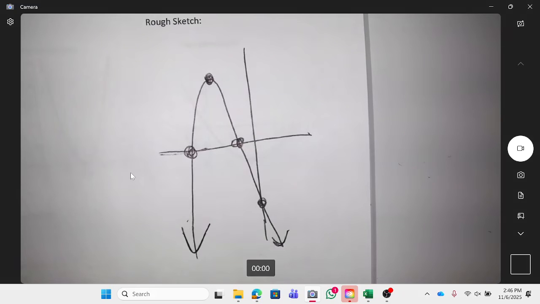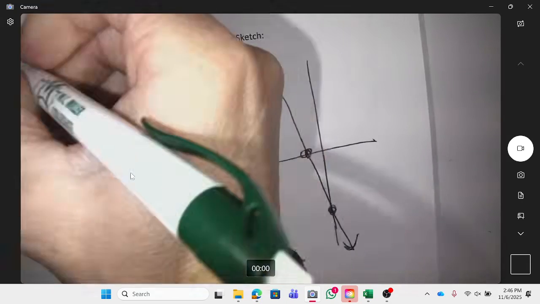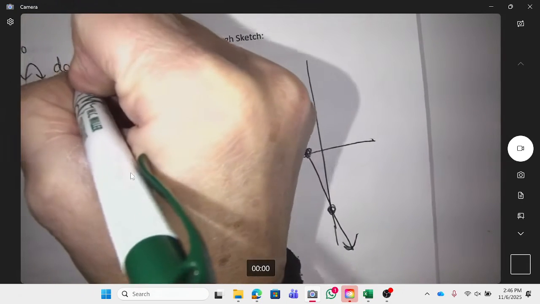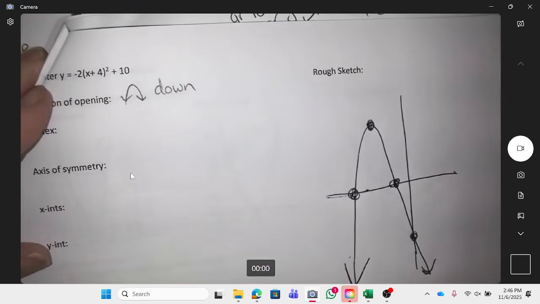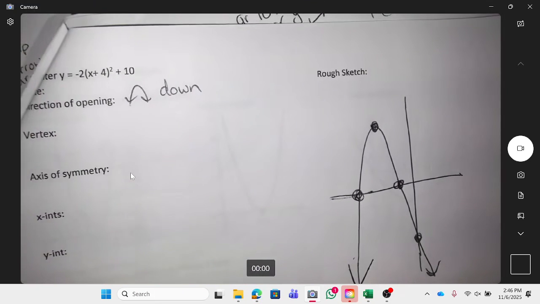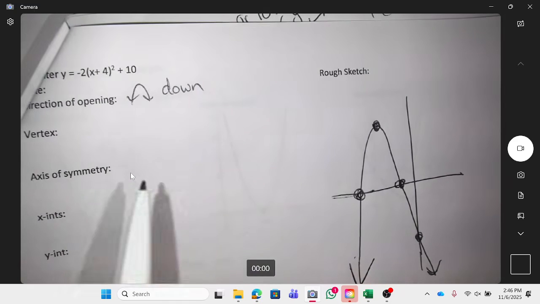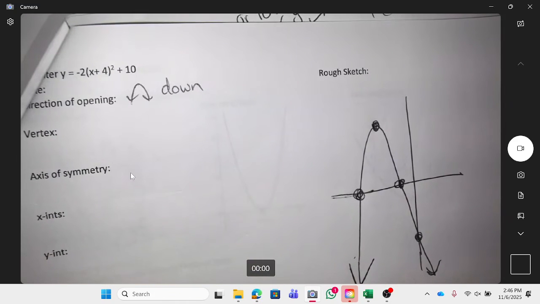All right, so first question, direction of opening. The answer is it's going down. How did I actually know that before graphing? Negative 2. That's the multiplier, and if you have a negative, it turns it upside down.